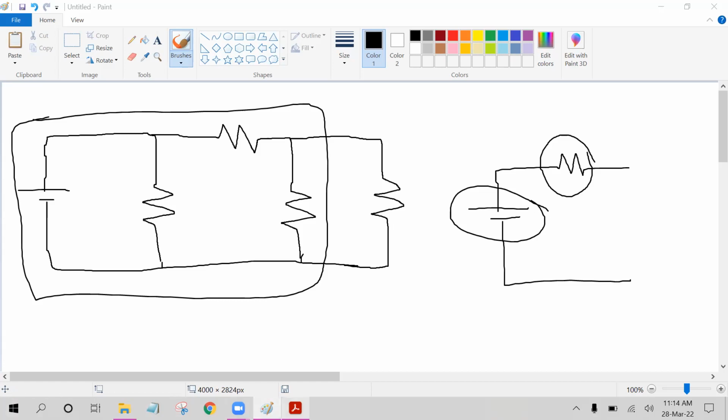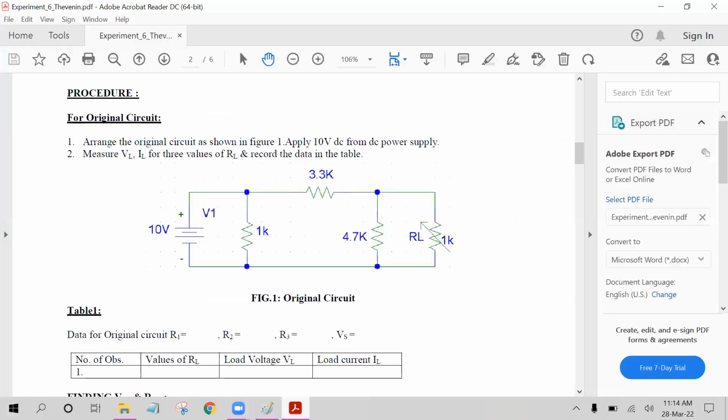Now, as you have learned something about it in theory class, can someone explain why do we need this theorem, or what is the practical application? What is the significance of this theorem? Any idea? Anyone? You can tell in Bangla, no problem.